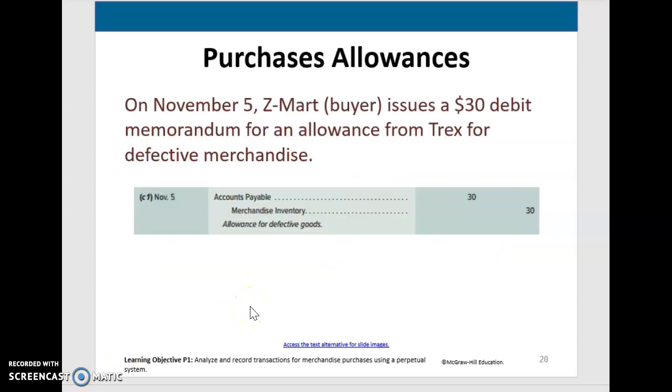To record a purchase allowance, in this case, a buyer issues us a debit memorandum for an allowance from Trex for defective merchandise. So the debit memorandum is saying that they're reducing the amount that we owe them. So we're going to debit accounts payable for $30 and we're going to credit merchandise inventory for that $30. That's the allowance that they gave us for defective merchandise.